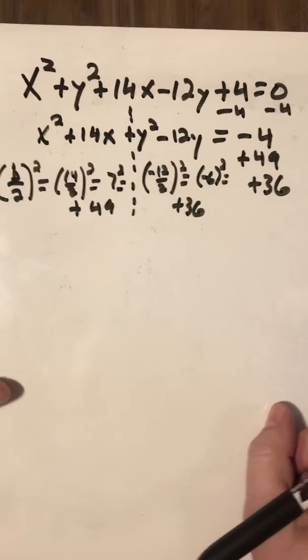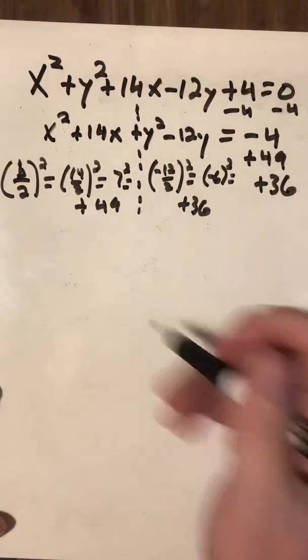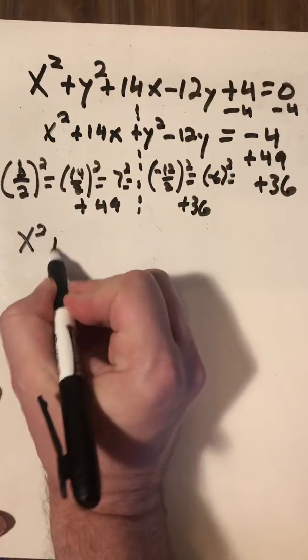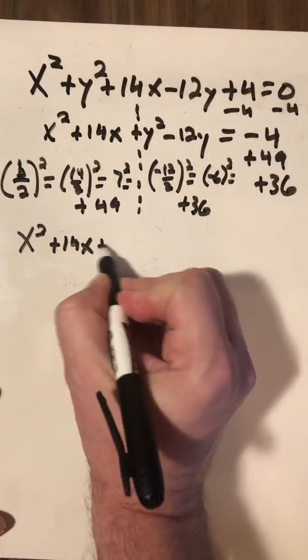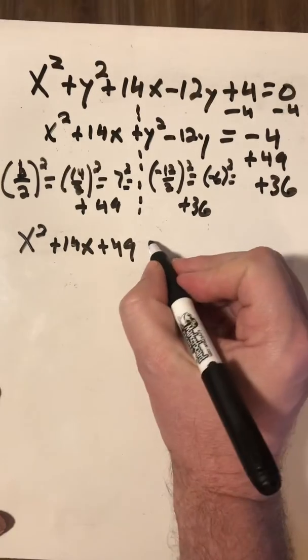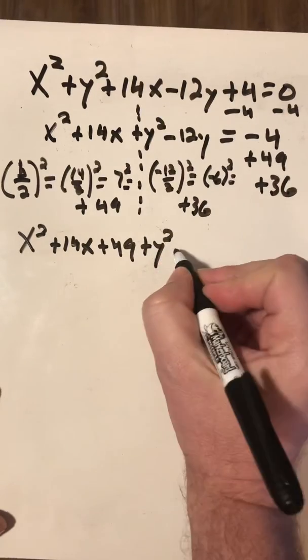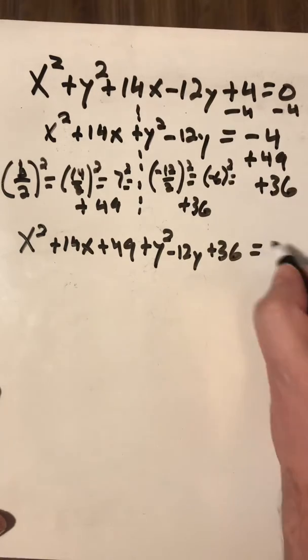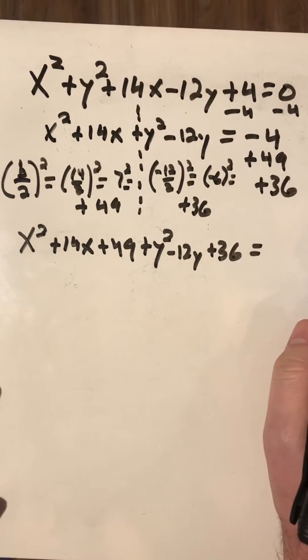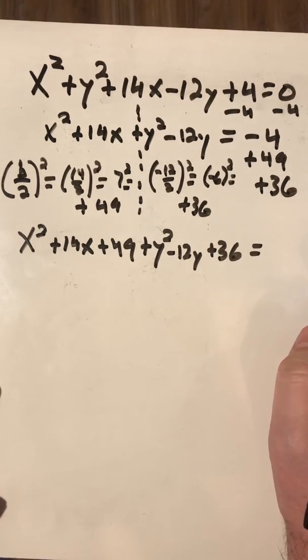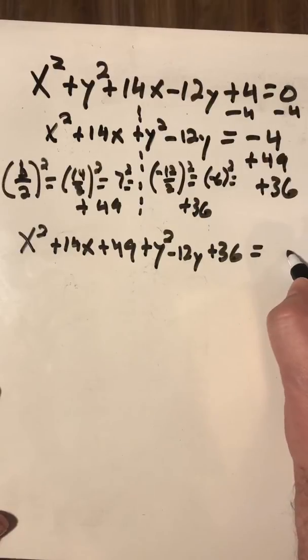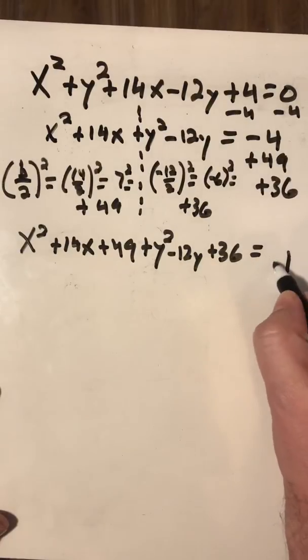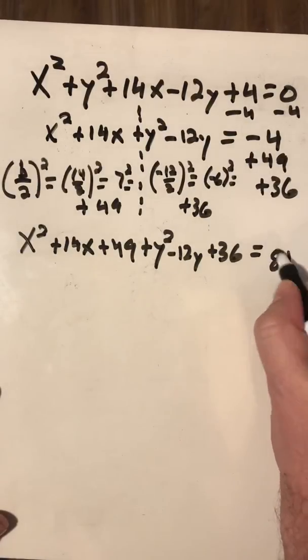Okay, guys, so now when I rewrite this, I'm going to have x squared plus 14x plus 49 on this side, plus y squared minus 12y plus 36 on this side. And then I'm going to need to add all of these terms together on the other side. Okay, so I'm going to end up with 45 plus 36, which is going to be 81.